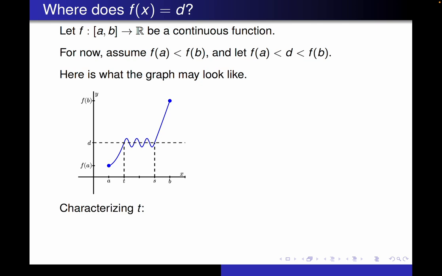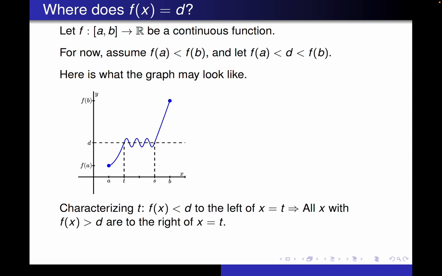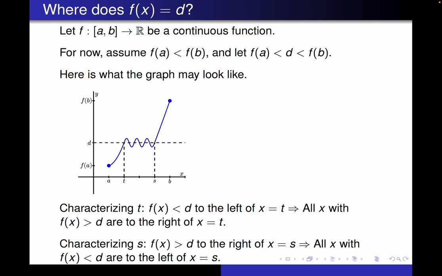So if we want to characterize t, what's happening with t? Well, everything to the left of x equals t, the outputs are going to be smaller than d. And if you want to find any points where the outputs are bigger than d, then you have to look to the right of x equals t. And similarly, for characterizing s, anything to the right of x equals s, the function values are going to be bigger than d. And if you want to find any points where the function values are less than d, you have to look to the left of x equals s.